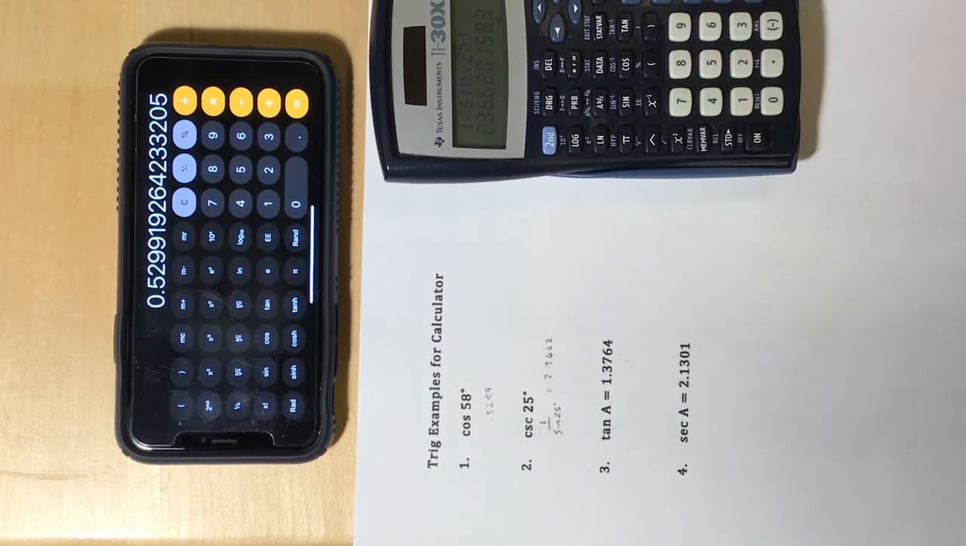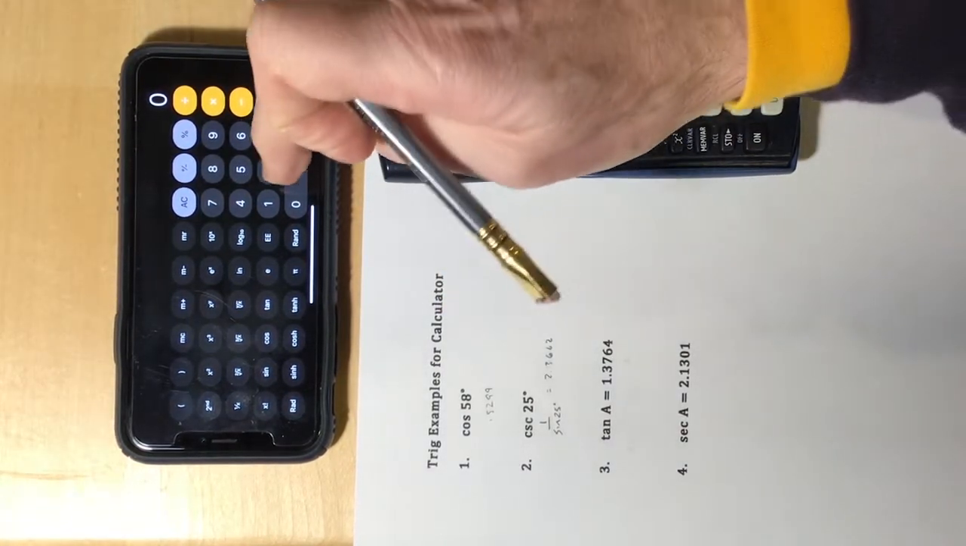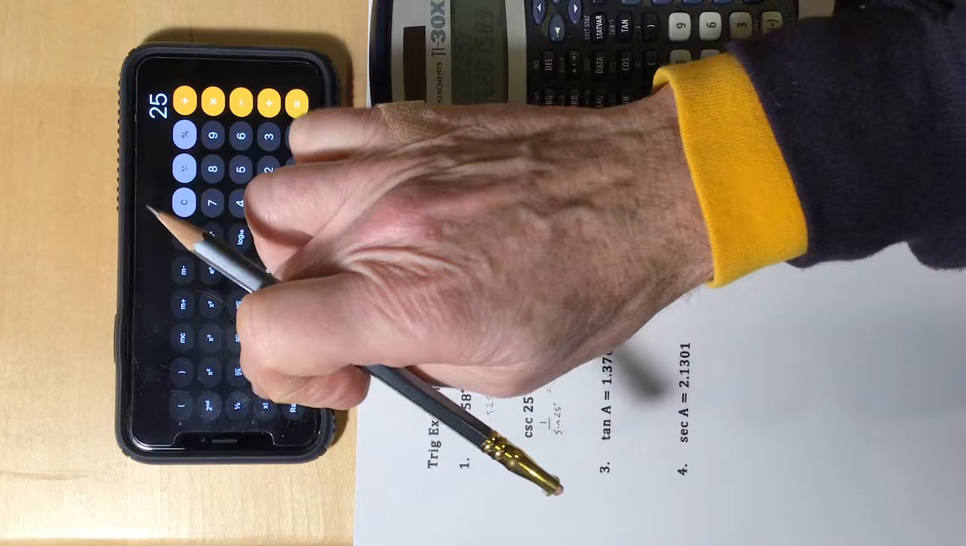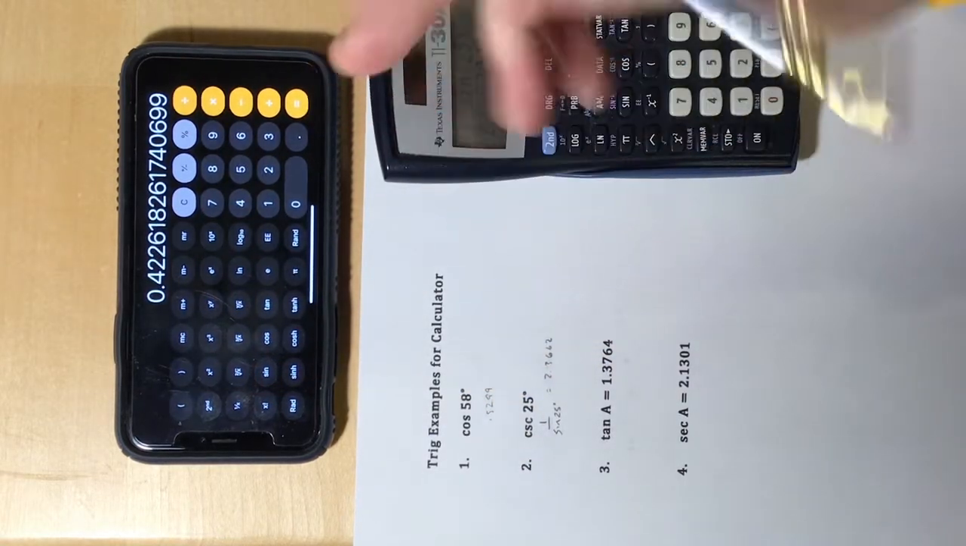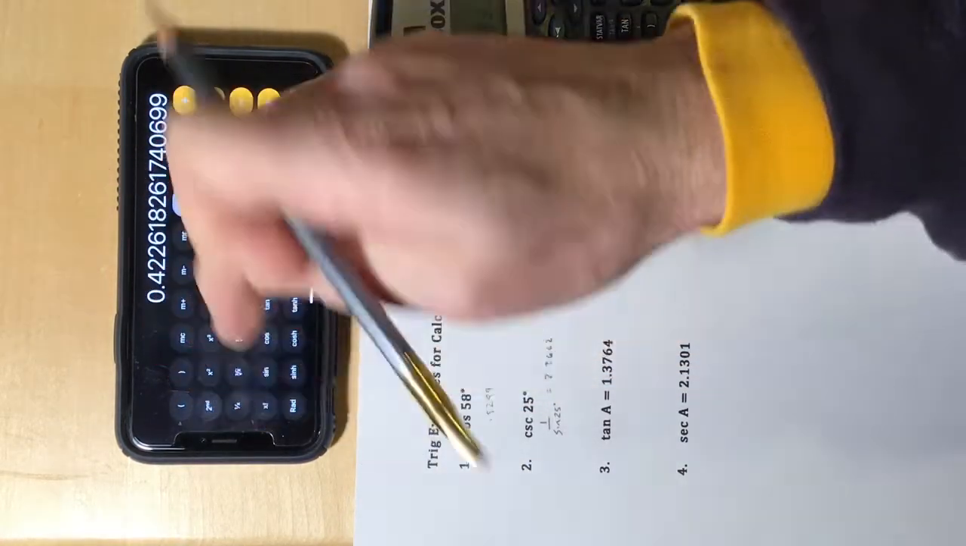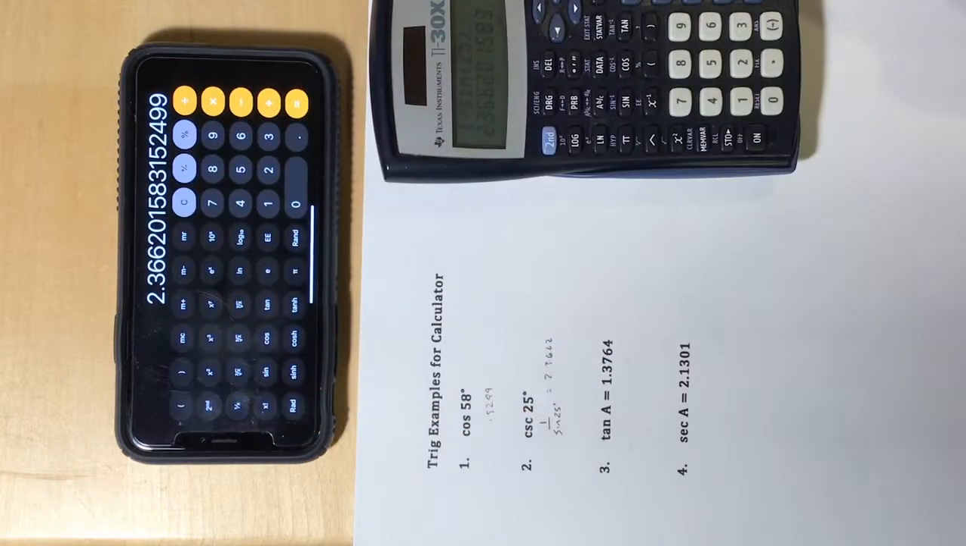2.3662. Now there's a little trick I would use. Since you have to work backwards, go ahead and hit 25 then sine, get that value, and then flip it. In other words, use that 1 over x button, or the reciprocal button, and boom, 2.3662.